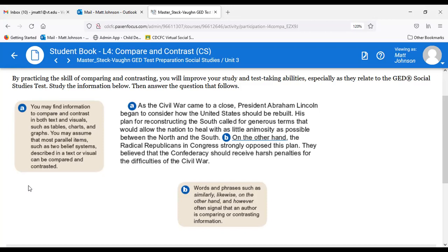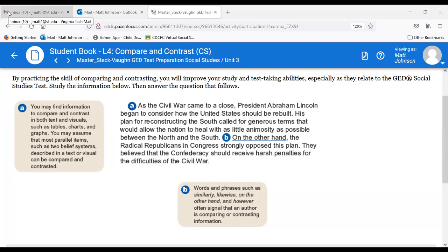So when it says in our text box that hey, you may find information to compare and contrast in both text and visuals, such as tables, charts, and graphs. You may assume that most parallel items, such as two belief systems described in text or visual, can be compared and contrasted. So, when they say parallel, just like in math, parallel lines, so the things that kind of run congruent to each other.